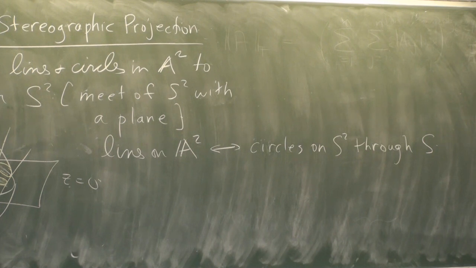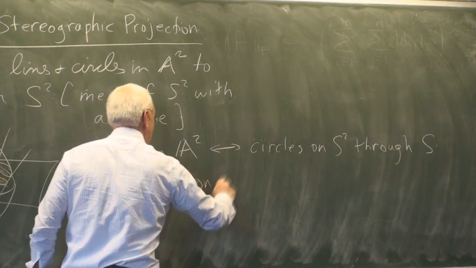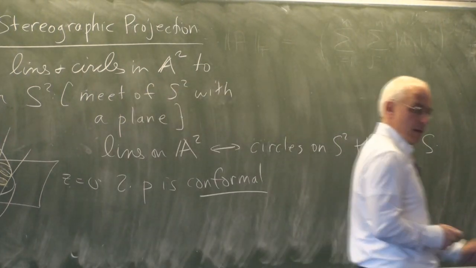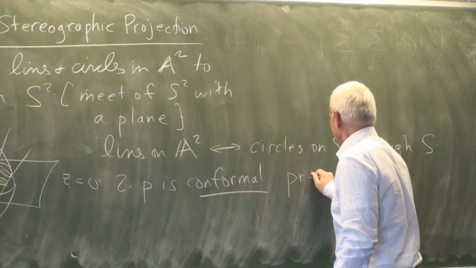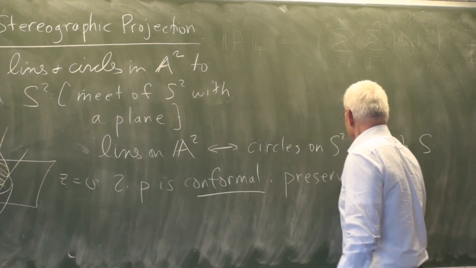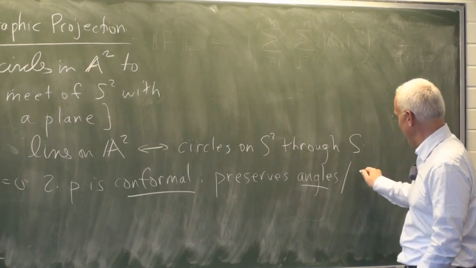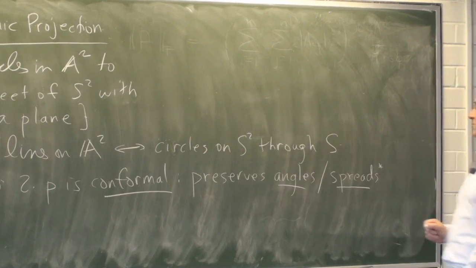So that's a very, very important property. The second property is that P is conformal. What does that mean? It means that it maintains angles, or better yet, it maintains spreads. Okay. So it preserves angles, or the rational geometry equivalent of angles, which are spreads. Of course, spreads are much better, but you can think angles too.